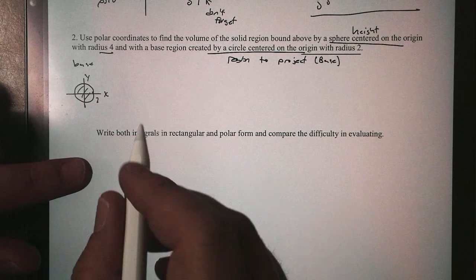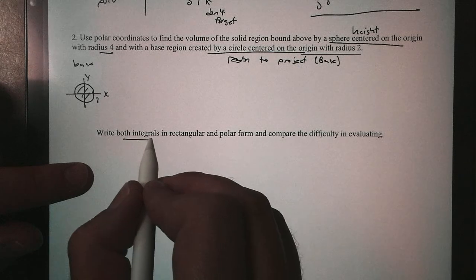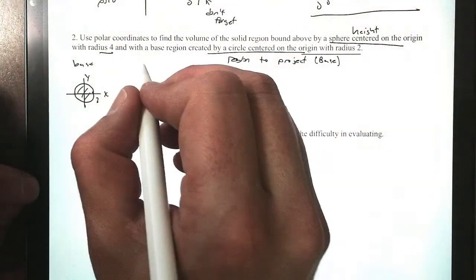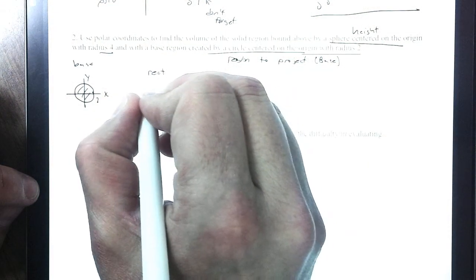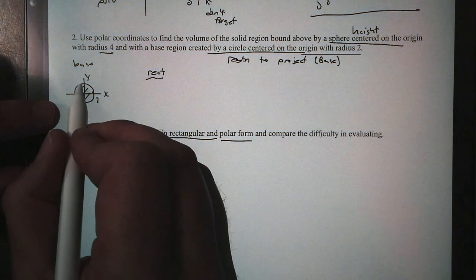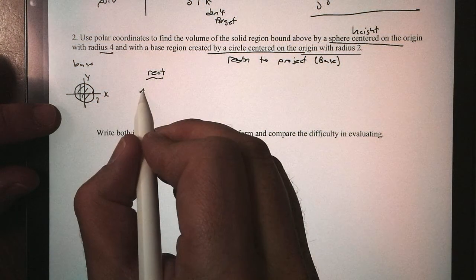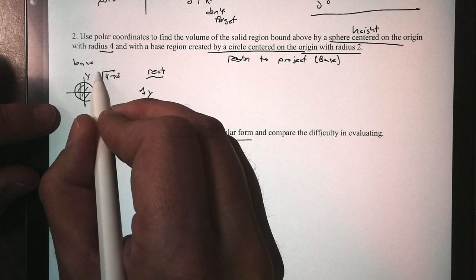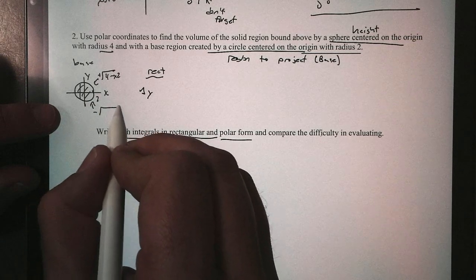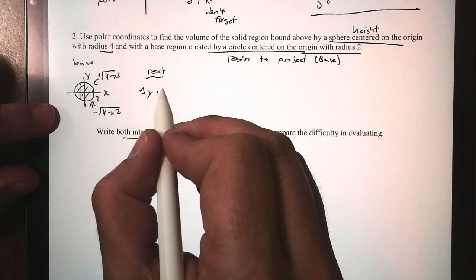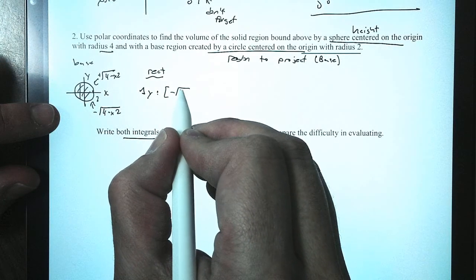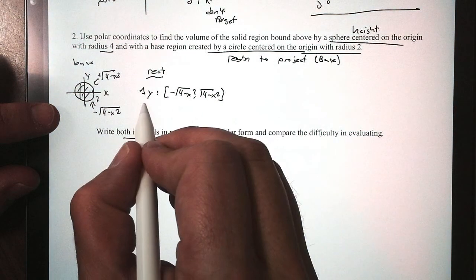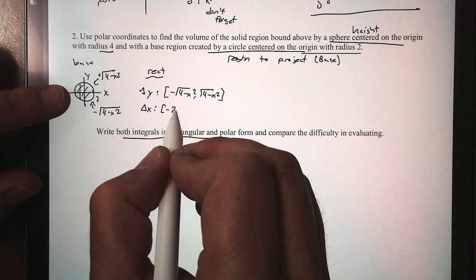In the next example, they say write both integrals in rectangular and polar form and compare the difficulty to evaluate. So let's think of rectangular. To get rectangular, I'm going to think change in y. Now my change in y is not so bad. This is a circle, the square root of 4 minus x squared on top, and on bottom by negative square root of 4 minus x squared. So it's going to go from negative square root of 4 minus x squared to positive square root of 4 minus x squared. And the change in x's go from negative 2 to 2.